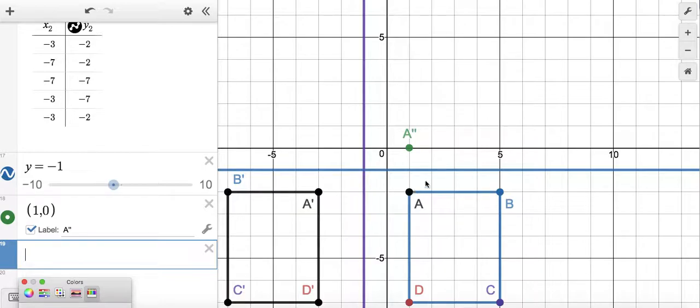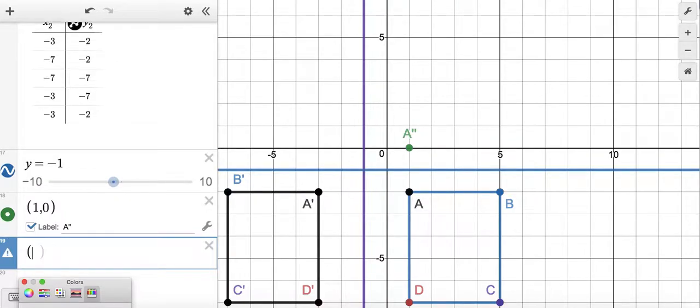And then we're going to go ahead and try B. For point B, we're only one away from the line, so we only want to be one away from this line on this side. So point B double prime is going to be 5, 0. As you can see, 1 unit away here, 1 unit away here.